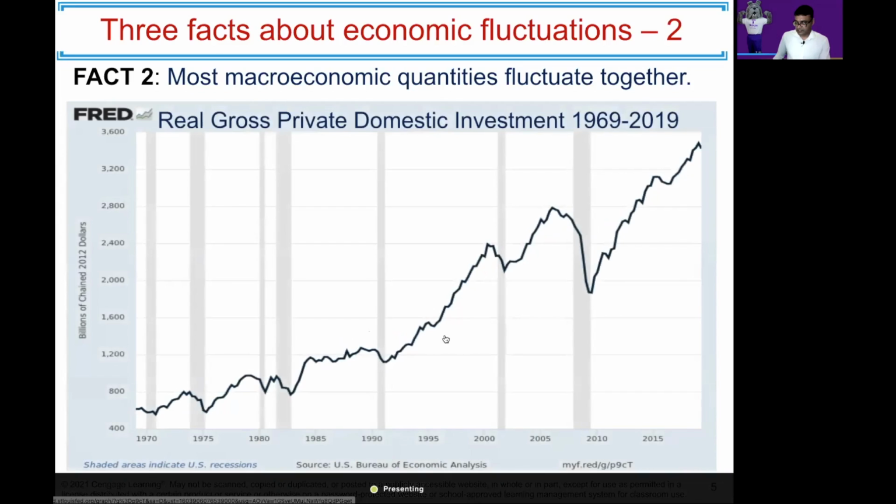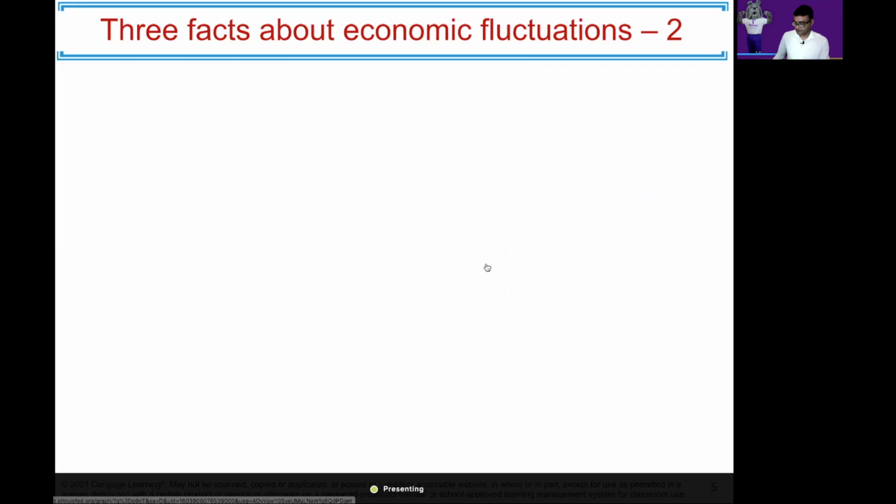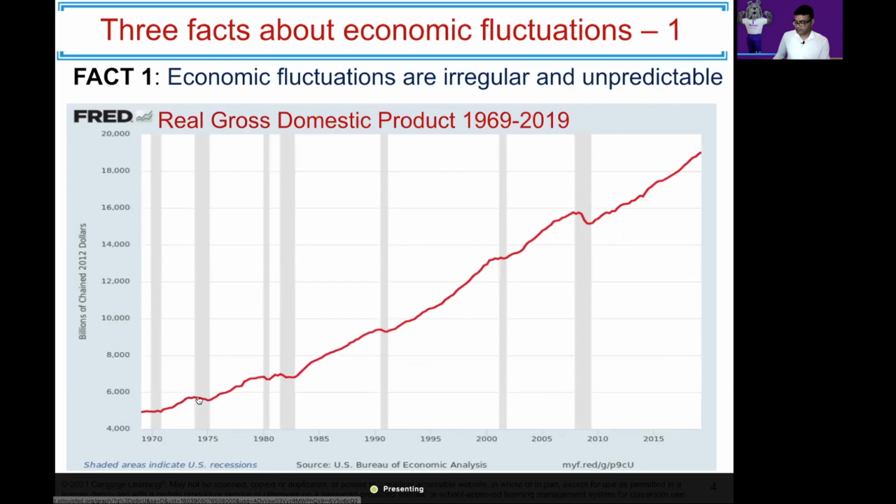The second fact, most macroeconomic quantities fluctuate together. This is about real gross private domestic investment over the same period. Again, you can see whenever you have a recession, your investment is going down. Same as in our previous diagram, it's not easy to see, but whenever you have a recession, gross domestic product also goes down.